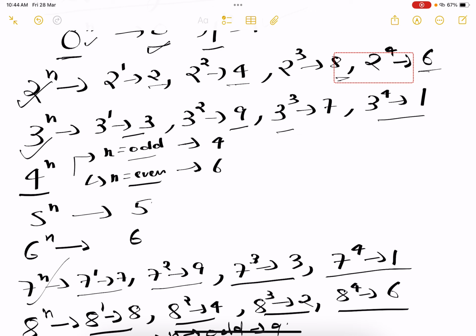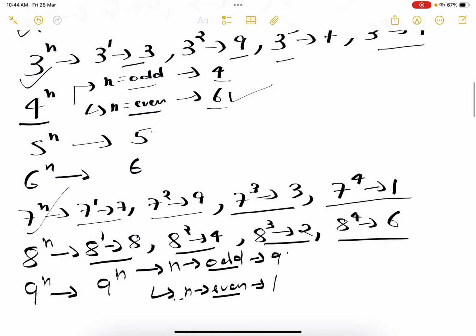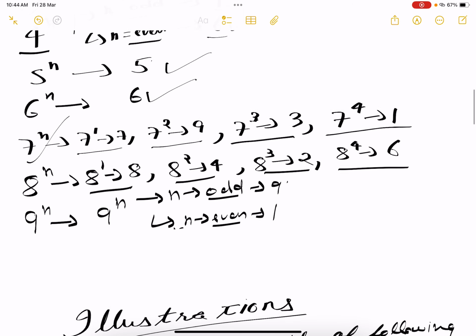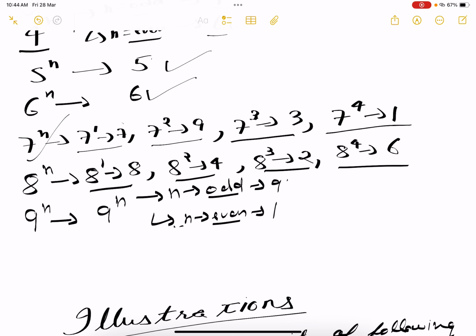For 4 to the power n, if n is odd, then unit digit would be 4. If n is even, then unit digit would be 6. Similarly, if any number has unit digit 5 and its power is n, the unit digit would always be 5, and for 6 it would be 6. For 7 to the power 1 is 7, 7 to the power 2 is 9, 7 to the power 3 is 3 and 7 to the power 4 is 1.